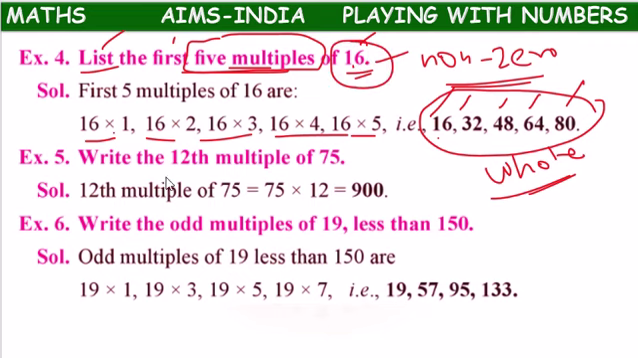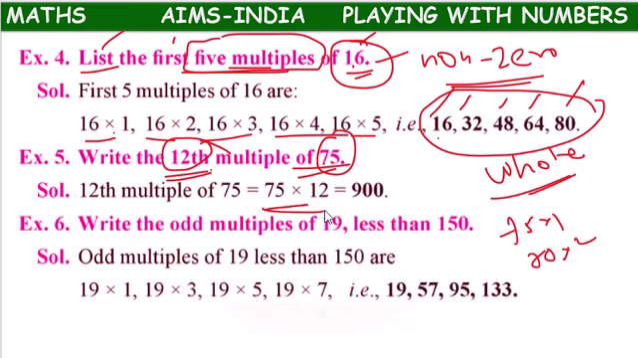Next, write the 12th multiple of 75. So, 12th multiple of 75 means no need to write like this, 75 1, 75 2, no need to count, because they are asking the 12th multiple of 75. So directly we can write 75 into 12, which is 900. No need to start from 1, because they are asking the 12th multiple. Directly we can multiply with 12, we will get the answer.